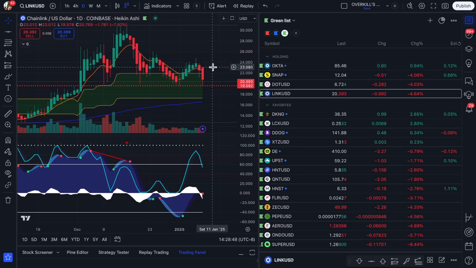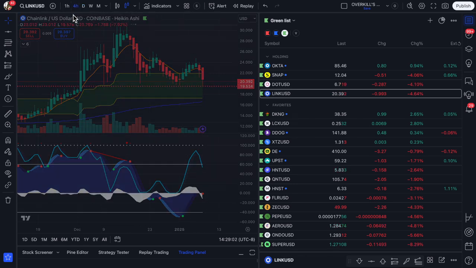So that'll be more focused on, like I said, dollar cost averaging, buying, selling, and strategy, rather than just looking at charts and looking at the technicals. So watch out for that. But Link, again, $19 is going to be the level to watch. Watch for a bounce there.